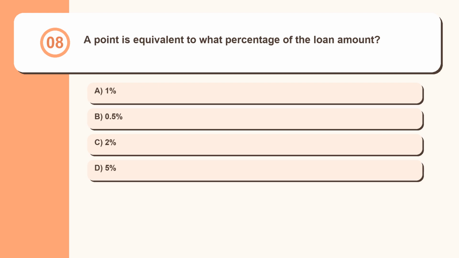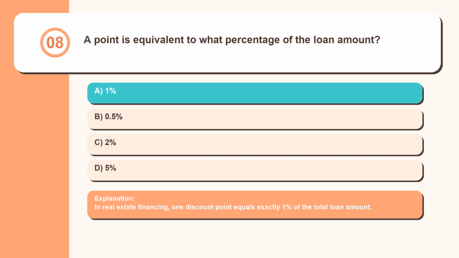Question 8. A point is equivalent to what percentage of the loan amount? 1%, 0.5%, 2%, 5%. In real estate financing, one discount point equals exactly 1% of the total loan amount.